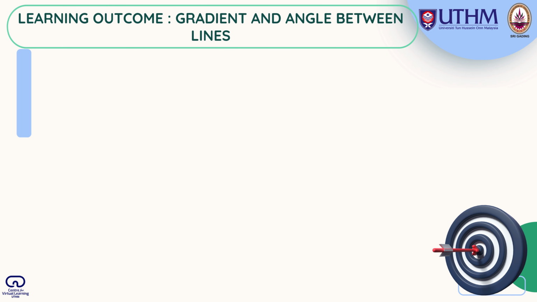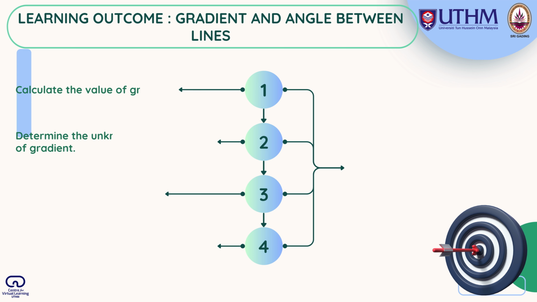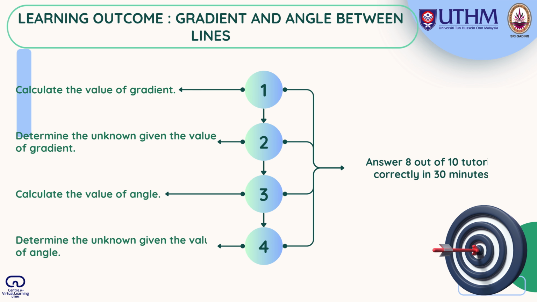Let's look at the learning outcomes for this subtopic. By the end of the lesson, you should be able to: 1. Calculate the value of a gradient. 2. Determine the unknown values given the gradient. 3. Calculate the value of an angle between two lines. 4. Determine the unknown given the angle between lines. And 5. You must be able to answer at least 8 out of 10 tutorial questions correctly within 30 minutes.